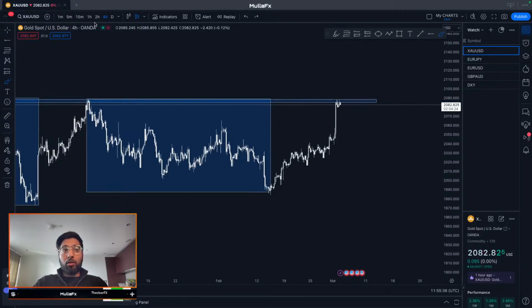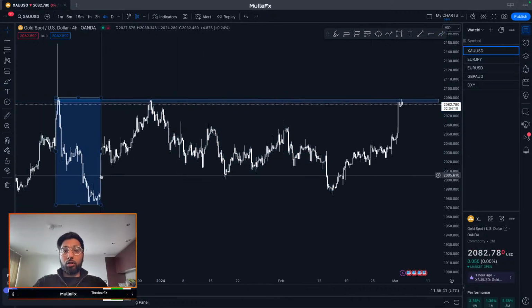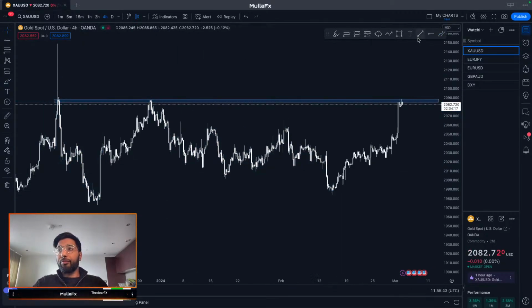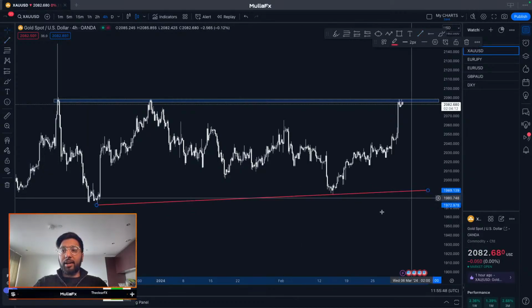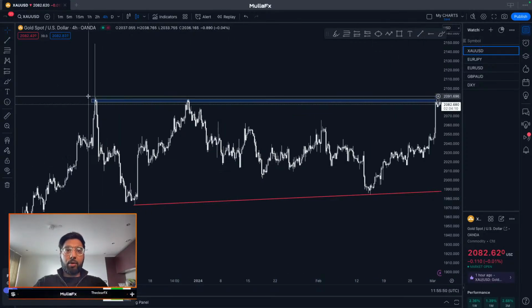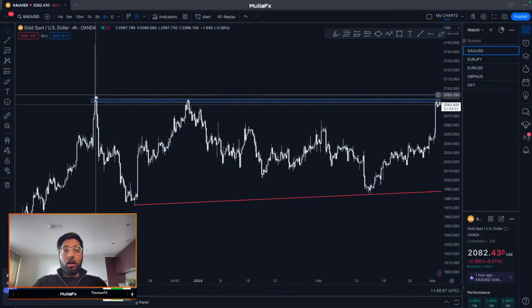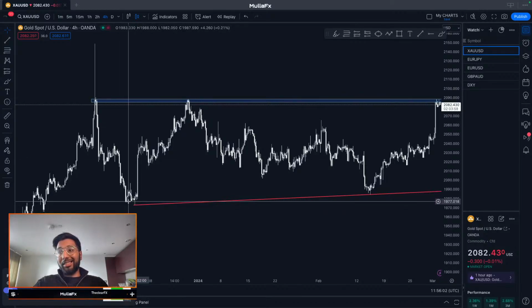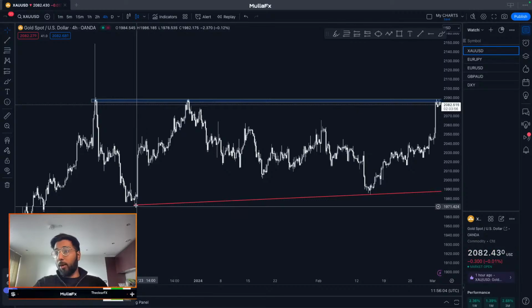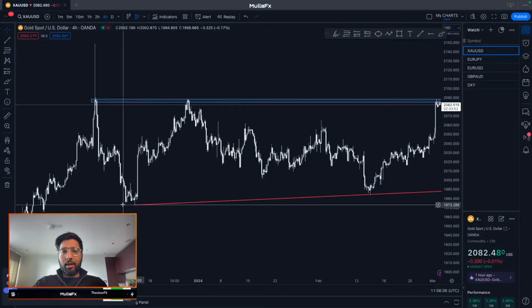But I'm more than confident that price will continue to go to the upside because, hear me out, guys. I see that we're starting to make this kind of trend line, right? The first time price hit 2080, let's just say 2090, price dropped all the way down to around 1990 again. So it created these lows right here.